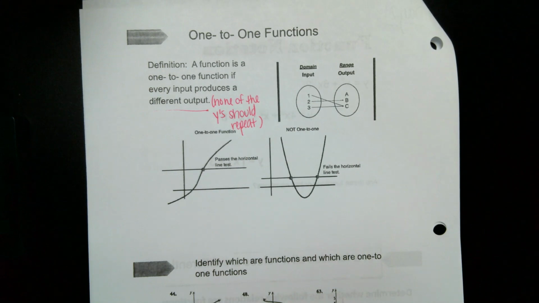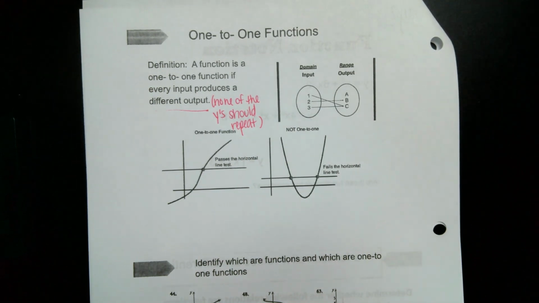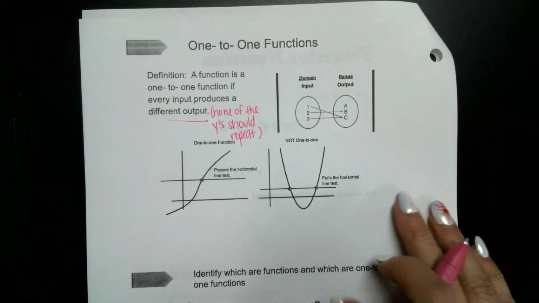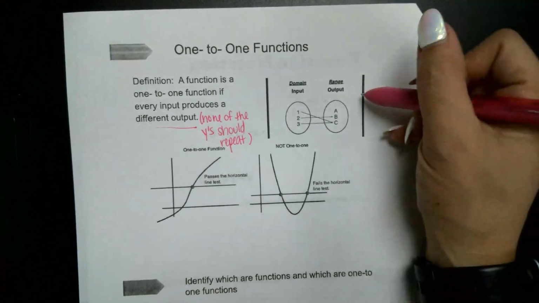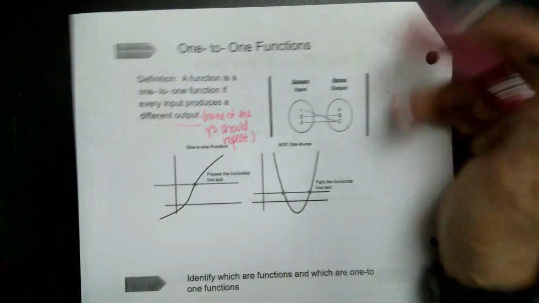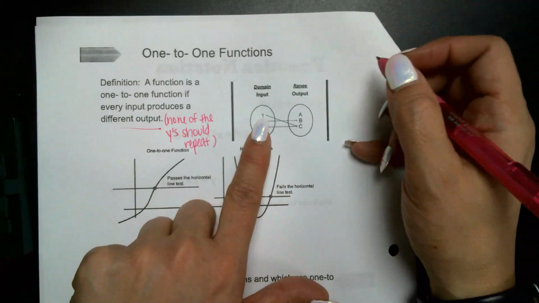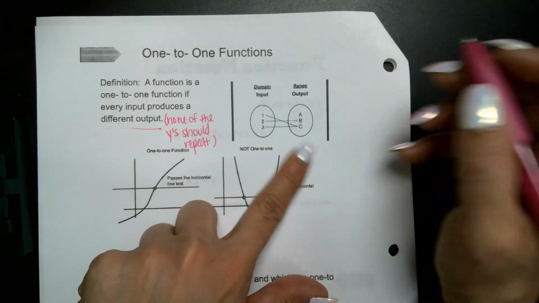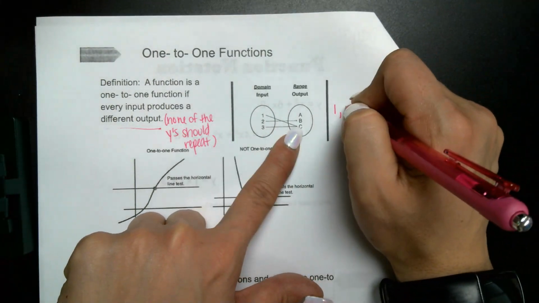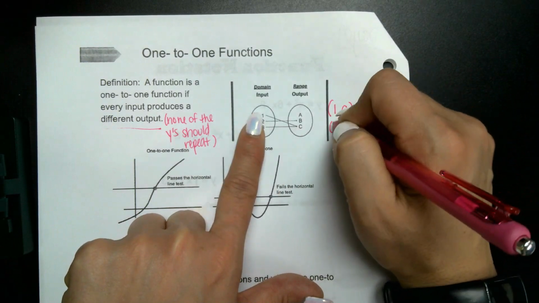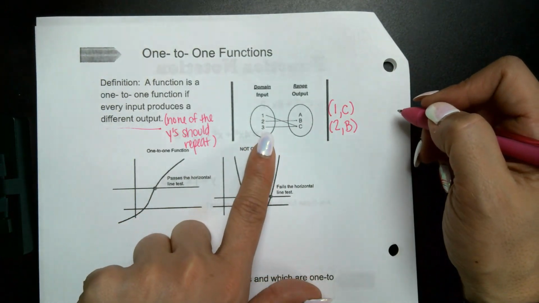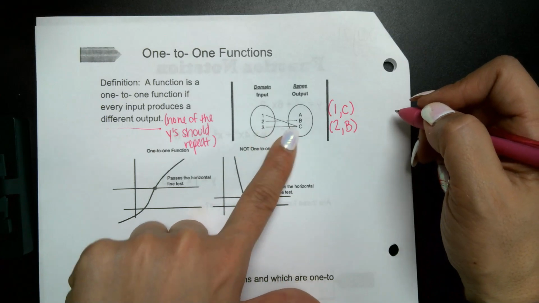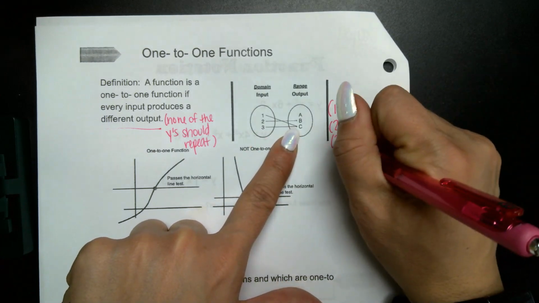So like I said, they've already told us that it's a function, so all the x's are going to be different. But now we need to take a look at the y's. So if you guys look over here where this mapping diagram is, if I were to write these as ordered pairs, I would have 1 comma C, 2 comma B, and then 3 comma C.